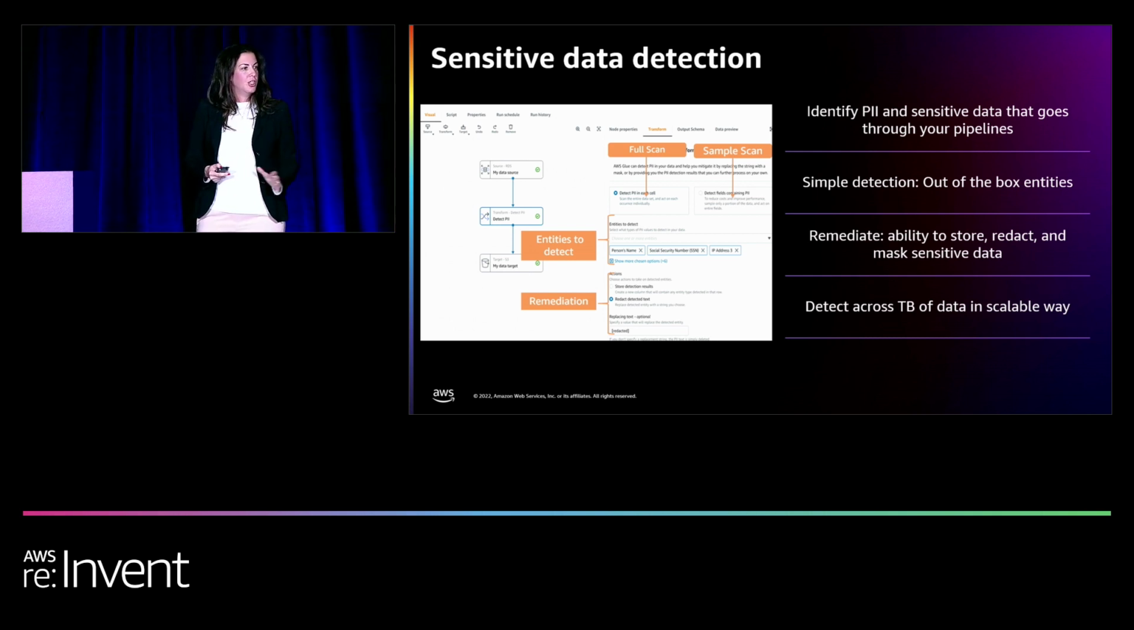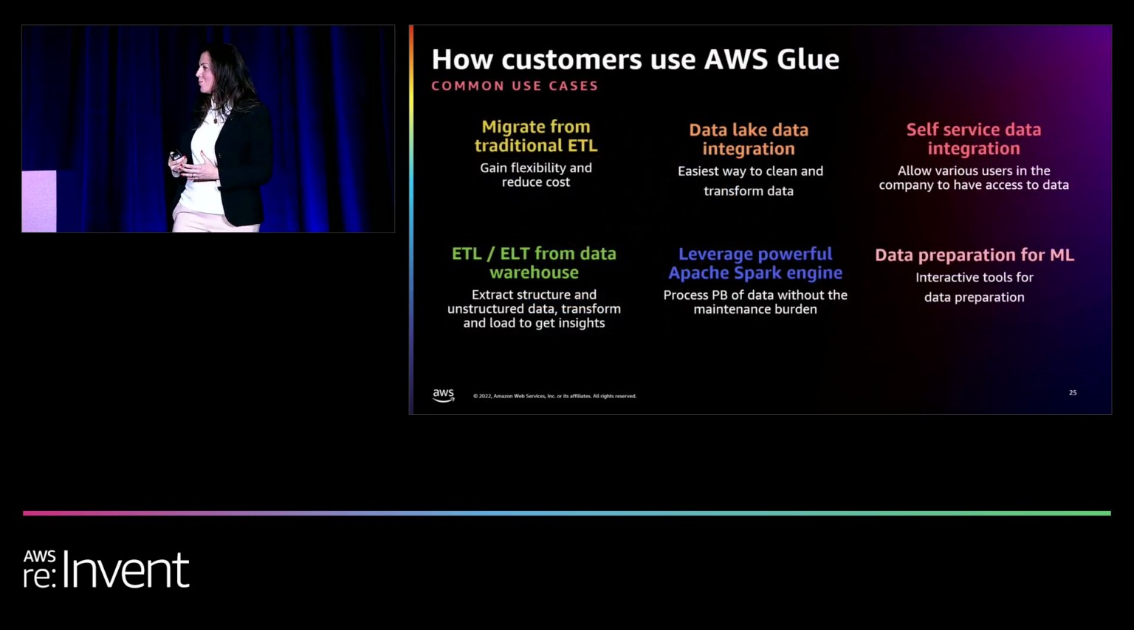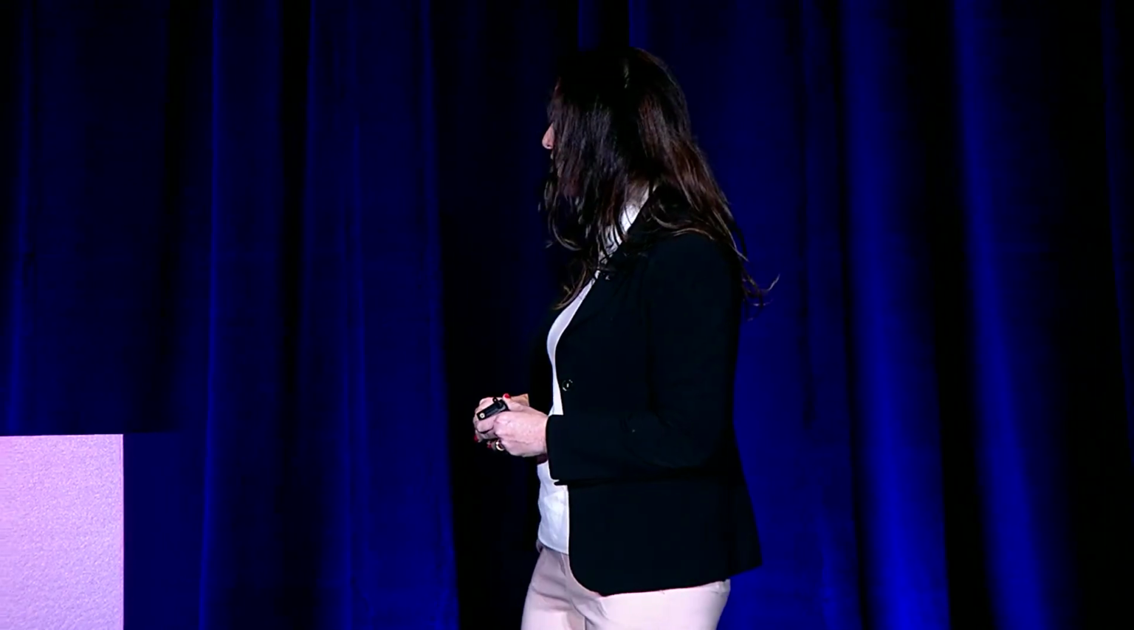So this was, in a nutshell, AWS Glue. This is the context you probably need for the Disney use case, for Ralph to pick up from here. These are various ways that our customers are using us. And I'm going to pass it to Ralph, who will dive deep into the Disney use case when it comes to self-service data integration.